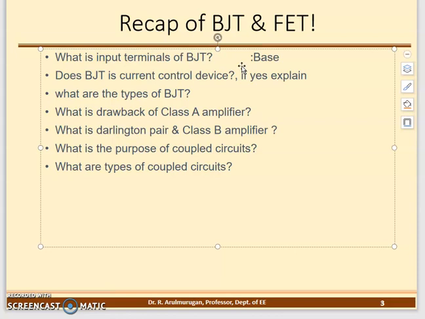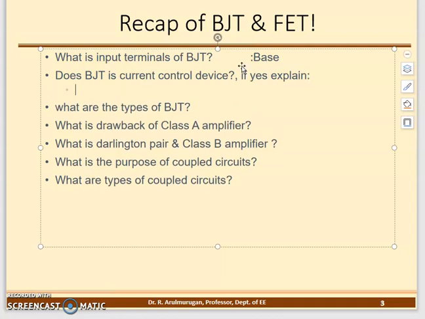Okay. Is the BJT a current control device? Yes, the BJT is a current control device. Explain how. How do you say it is a current control device? Because you have seen the base current. I am going to vary the base current, and the output current is going to vary.